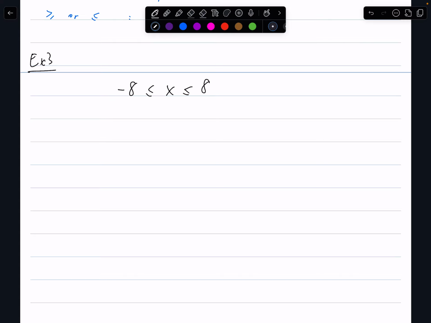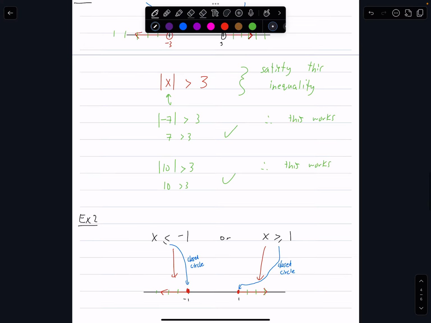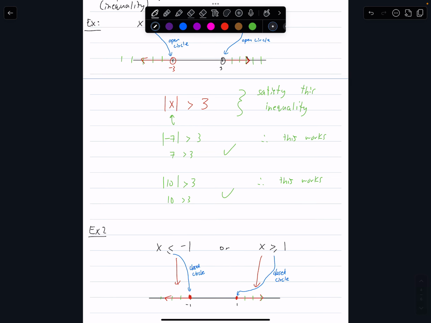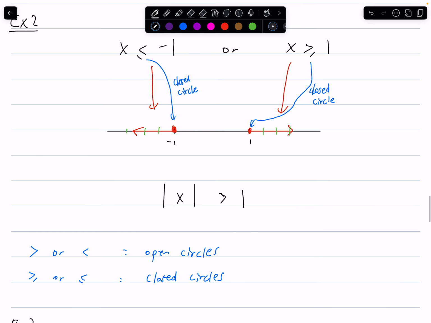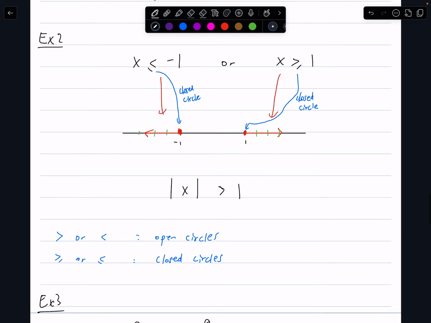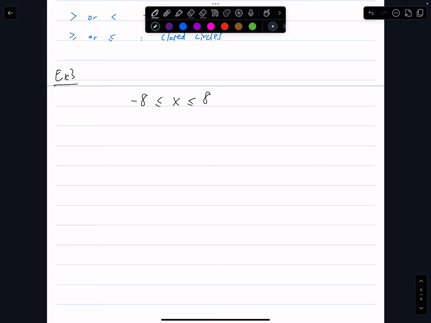So if you look at this, this is a little different. For these two questions, it was everything greater than 3 or everything less than -3. Or for this question, it was everything greater than 1 or everything less than -1. This question is saying something completely different. This is saying everything between -8 and 8. So if we were to draw a number line of this, I'll have -8, I'll have 8. I'll also know that they're closed circles. And it's going to be all the numbers within here. So before it was on the ends, what's numbers on the right, what's on the left. Now it's what are the numbers that are in between.